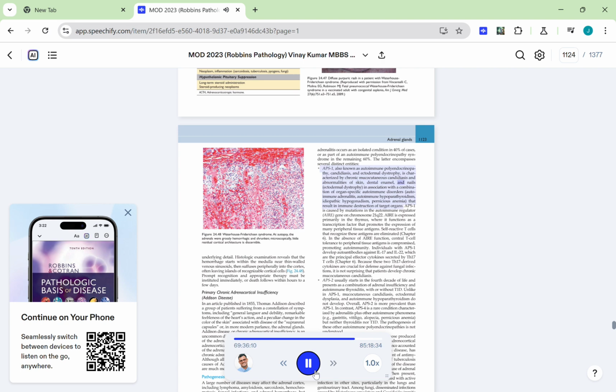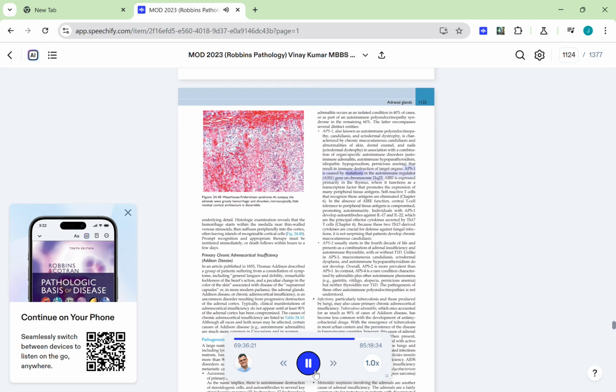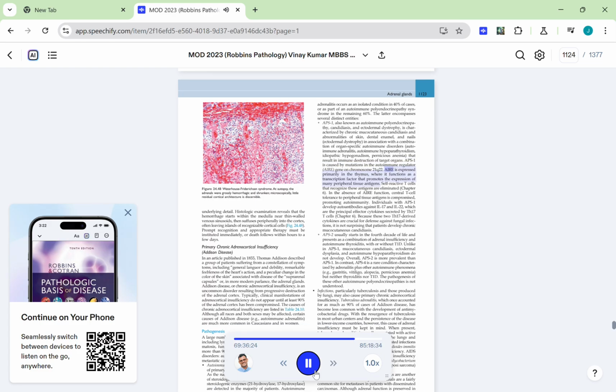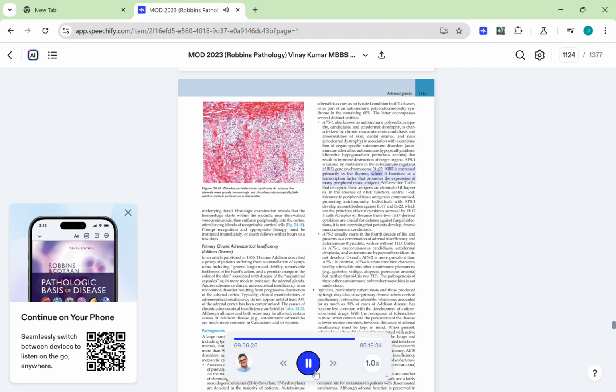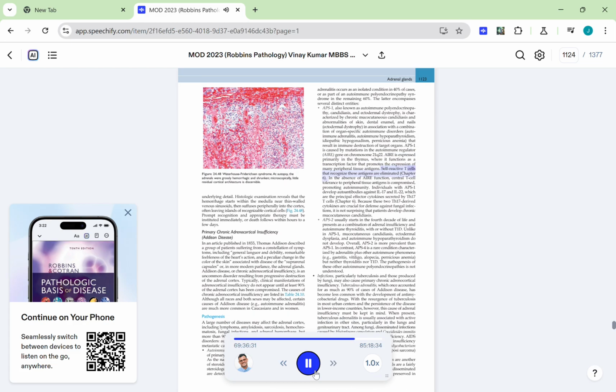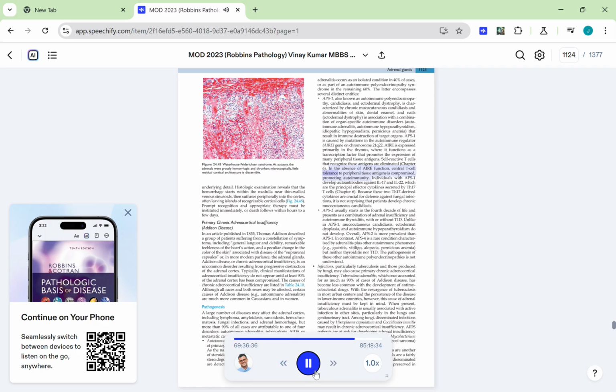in association with a combination of organ-specific autoimmune disorders that result in immune destruction of target organs. APS1 is caused by mutations in the autoimmune regulator gene, AIRE, on chromosome 21q, expressed primarily in the thymus, where it functions as a transcription factor that promotes the expression of many peripheral tissue antigens. Self-reactive T cells that recognize these antigens are eliminated. In the absence of AIRE function, central T cell tolerance to peripheral tissue antigens is compromised, promoting autoimmunity.